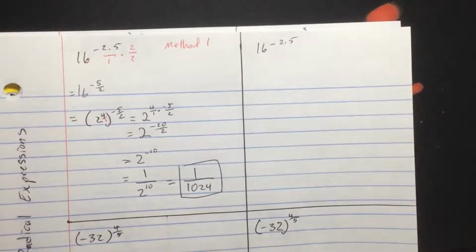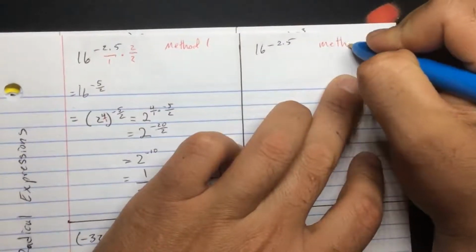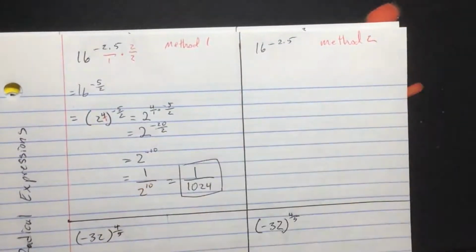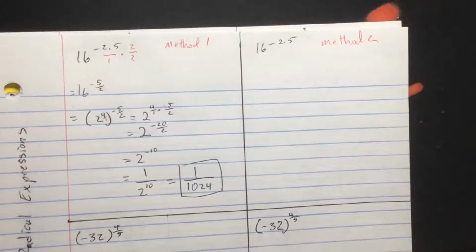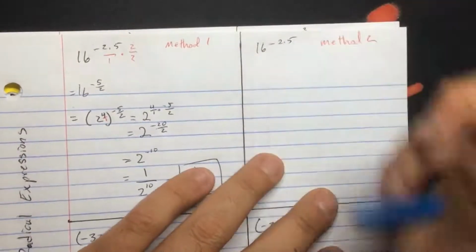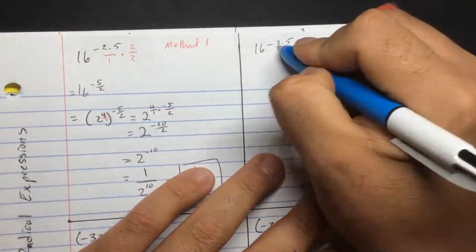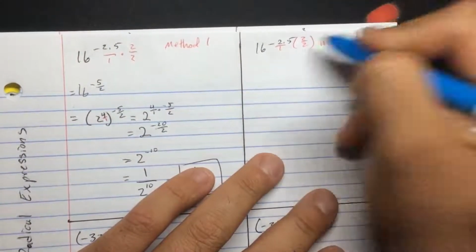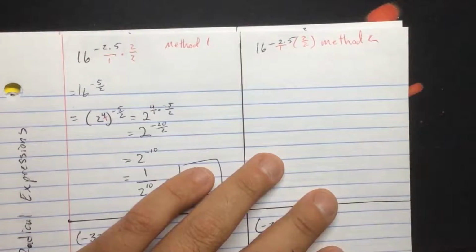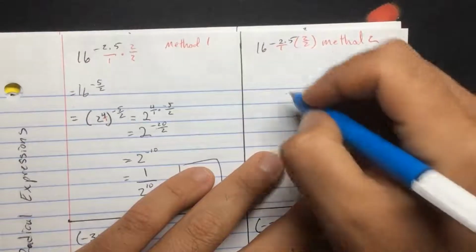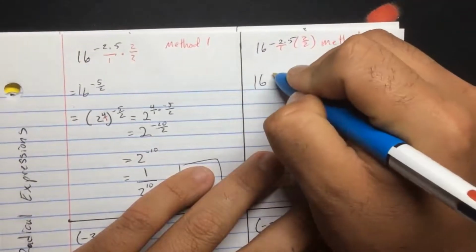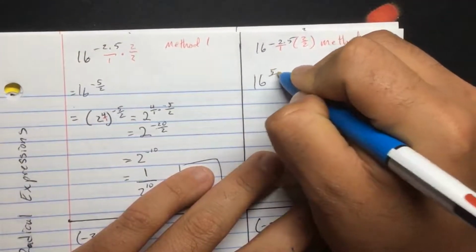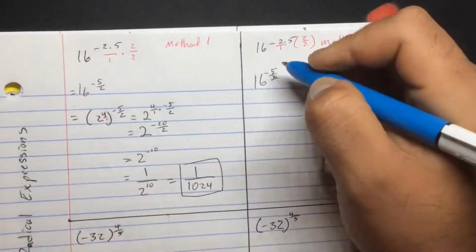Now we're going to show you method 2. Remember, you can use any method you want for this. This is more of a player preference. The first part is going to be the same. We're still going to put this over 1 and multiply it by 2 over 2 in order to get the 0.5 out of our equation. So we're going to change this to 16 to the negative 5 over 2.